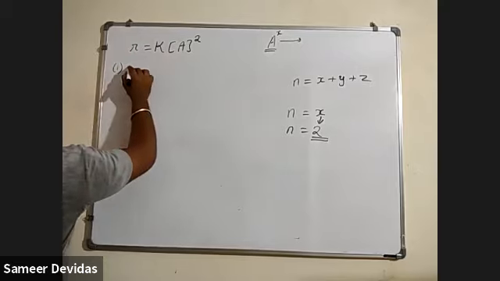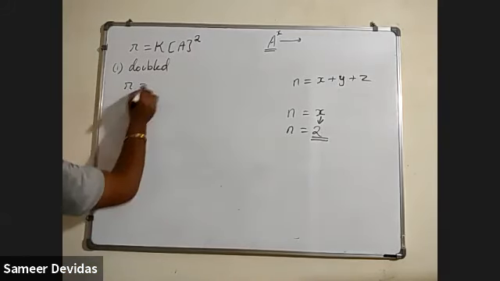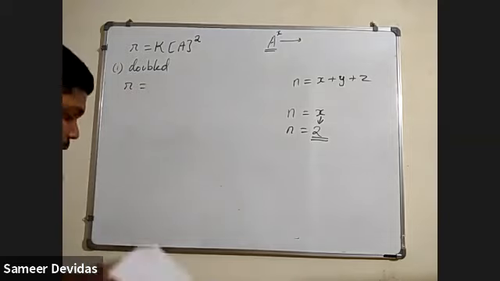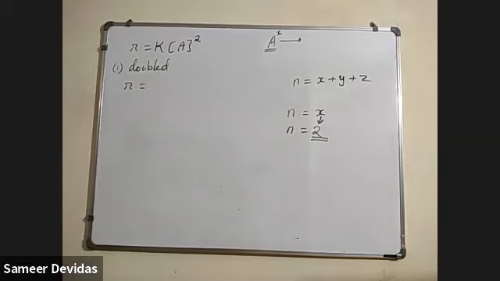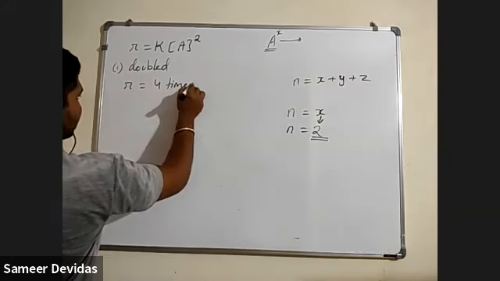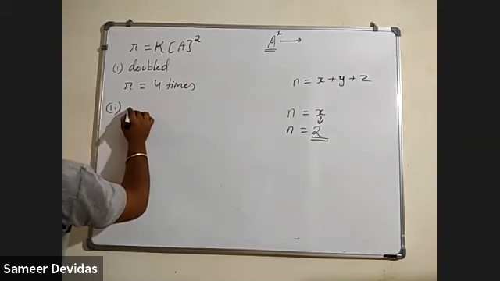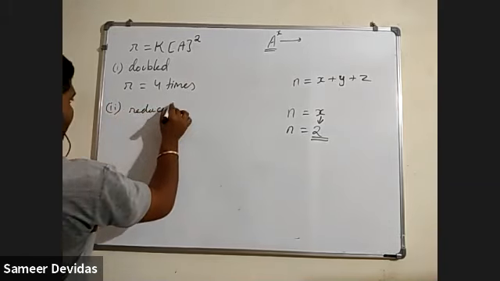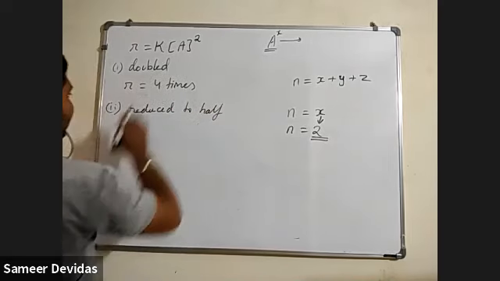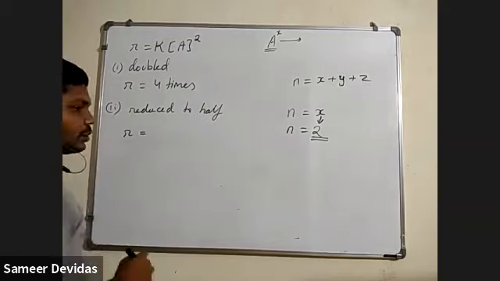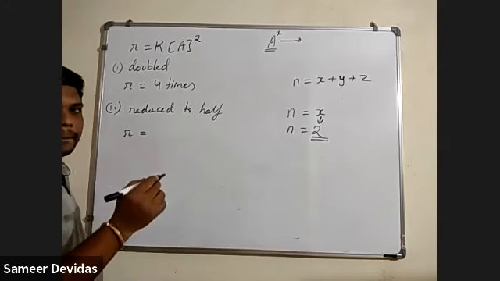In the first case, they have said doubled. Now if it is doubled, then how many times will the rate increase, students? Who can tell me? 4 times. Very good. Second case, suppose reduced to half. If A is reduced to half, then how will the rate change, students? 1/4, sir. What do you say? 1/4.